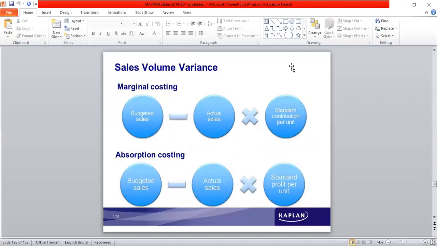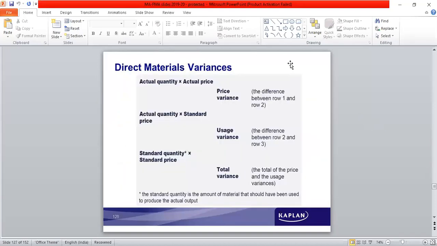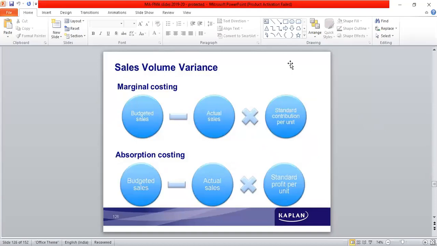So, the first category of variances are revenue variances or sales variances. So, what are sales variances? Under sales variances, we have sales volume variance and sales price variance. So, these two variances are there. Sales volume variance: volume is the number of units which are sold. That is the activity level.